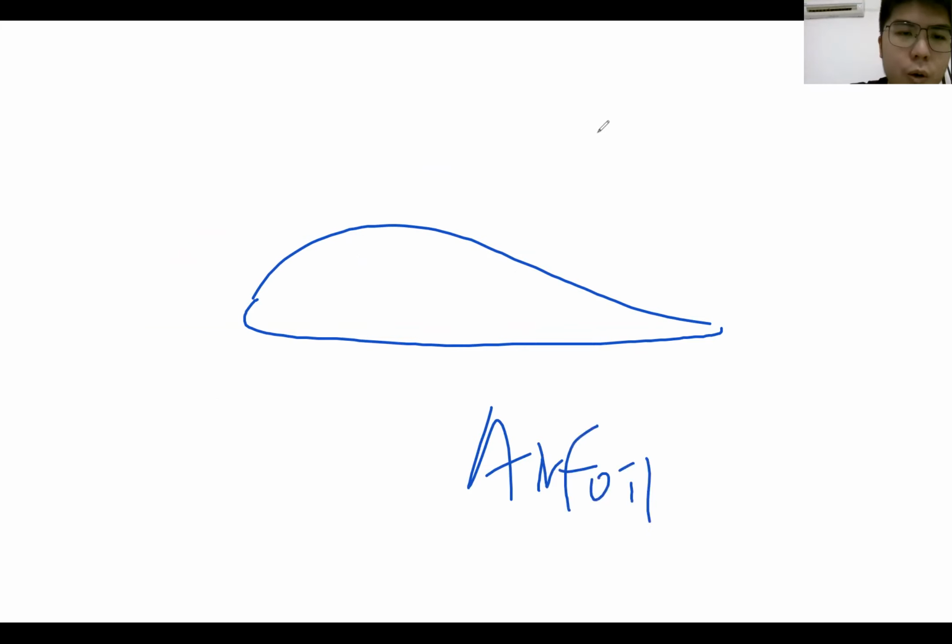Okay, now how does the wing fly? It uses Bernoulli's principle. Let's say this is the airfoil. The plane is moving, so during takeoff it increases its speed. Let's say it's moving to the left.